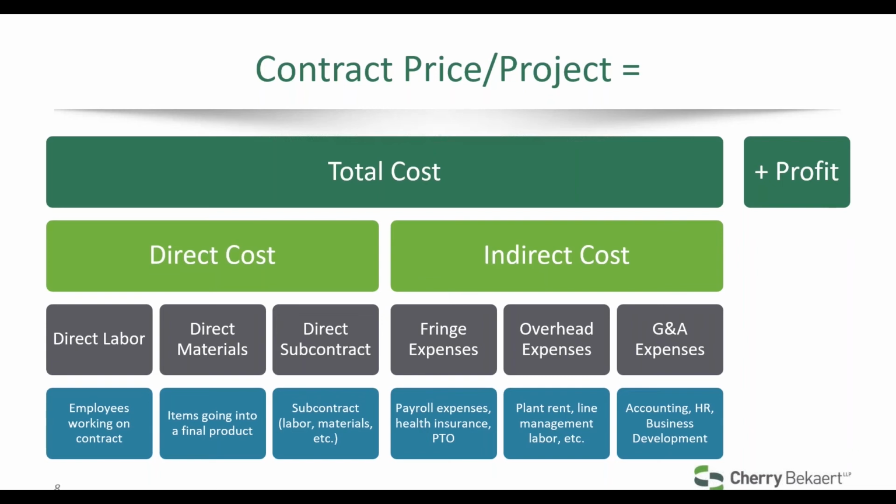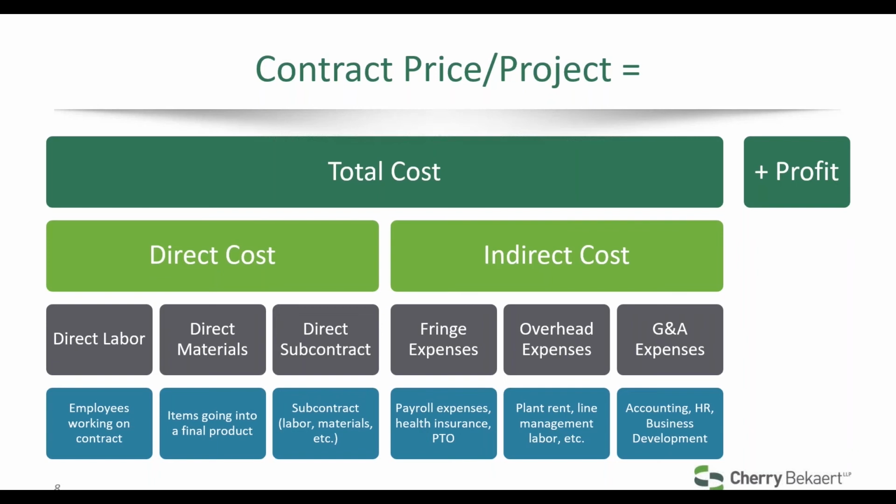Direct labor, employees working on the contract. Direct materials, items that you need to create and manufacture or produce that product. Direct subcontracts, labor and materials that you have subcontracted out. So you've taken this piece of the statement of work and sent it to another party to complete. Other direct costs could be direct travel, direct consultants, maybe some specialized tooling. But those are the major categories of different direct costs. That's more of a one-for-one relationship.